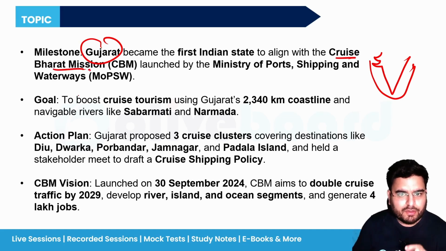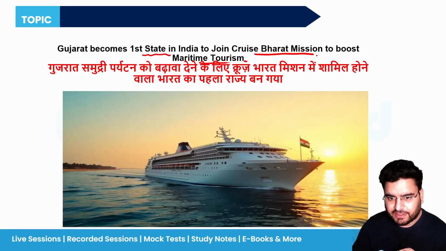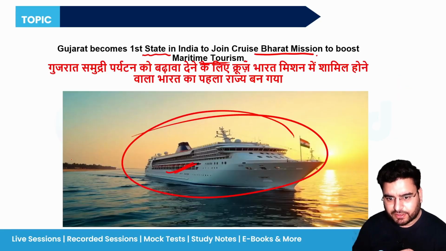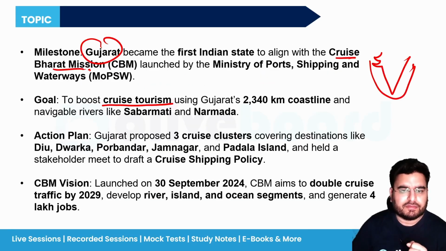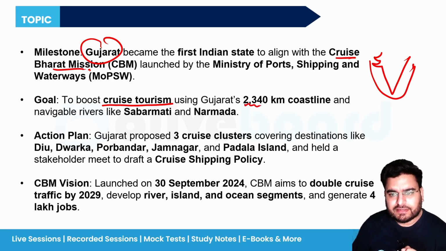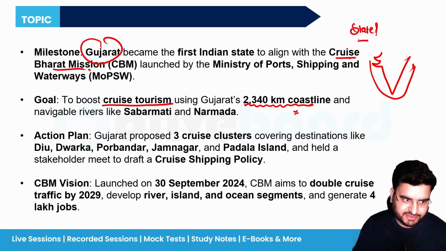Now, what is the purpose of this? The purpose is to boost cruise tourism. Cruise tourism means, you can see here, this ship is called a cruise, where you can go and enjoy with your family. Remember this thing, because Gujarat has a coastline of 2,340 kilometers. Now there is a homework for you. Which state has the longest coastline? You are going to answer me in the comment section.